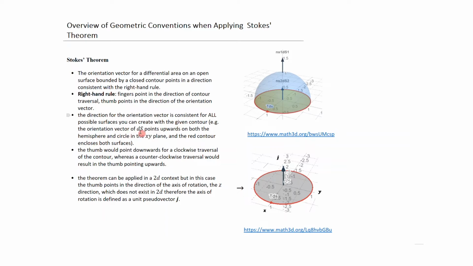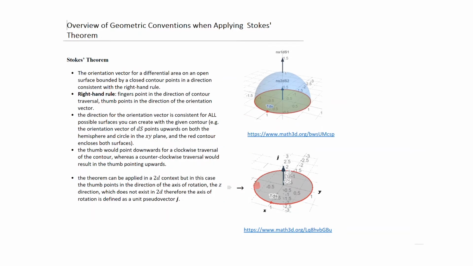Example, the orientation vector of dS points upwards on both the hemisphere and the circle in the xy plane, and the red contour encloses both surfaces. So this is the general picture you need to look at in conjunction with the convention that's being applied. The thumb would point downwards for a clockwise traversal of the contour, whereas a counterclockwise traversal would result in the thumb pointing outwards. So if this traversal were opposite, that means we would just reverse the direction of this arrow. Your right fingers would point in this direction, and automatically your thumb would be pointing downwards in both cases. That would be pointing inwards from this semicircle surface in the case of a clockwise traversal of the contour.